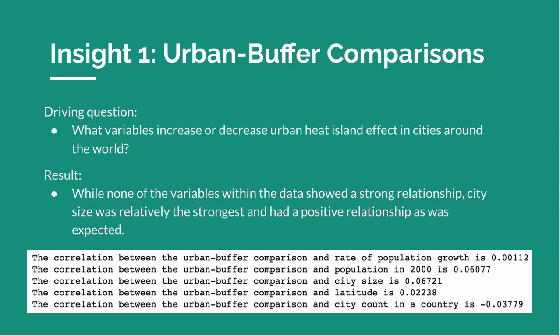And our result is, while none of the variables in the data showed a strong relationship, city size was relatively the strongest and had a positive relationship, as was expected. However, there were also some relatively stronger trends in population, which is expected as those two are pretty closely connected and larger cities should absorb and emit more heat on average.